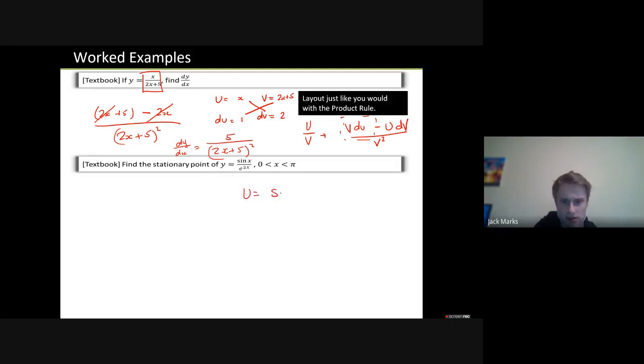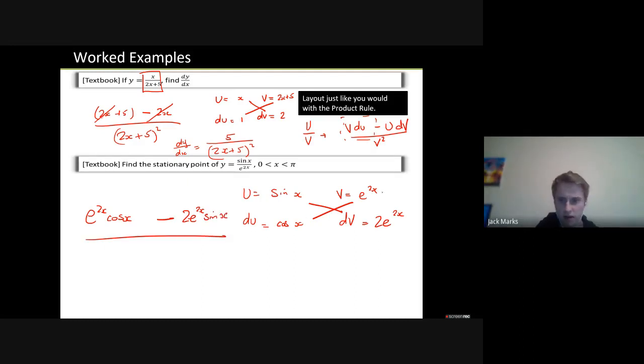So u equals sin x, v equals e to the 2x, du, dv. du is cos x. There's no number there, so no chain rule. Sine just goes to cos. Here there's a chain rule, so it's 2e to the 2x. Now, v du minus u dv, okay? All over what? All over v squared. v squared is like that this time.